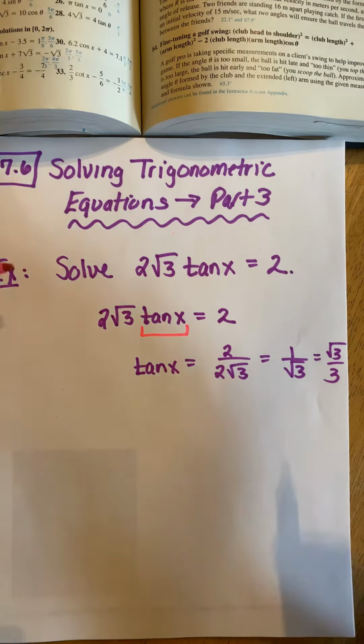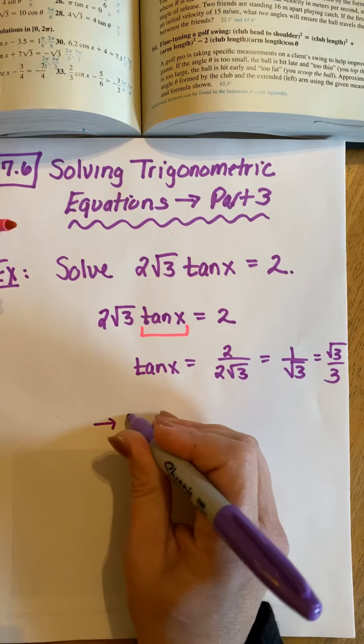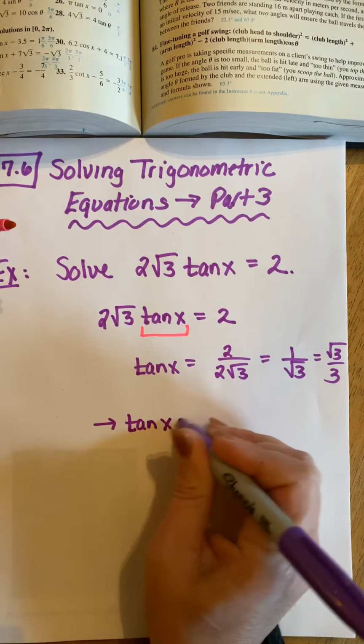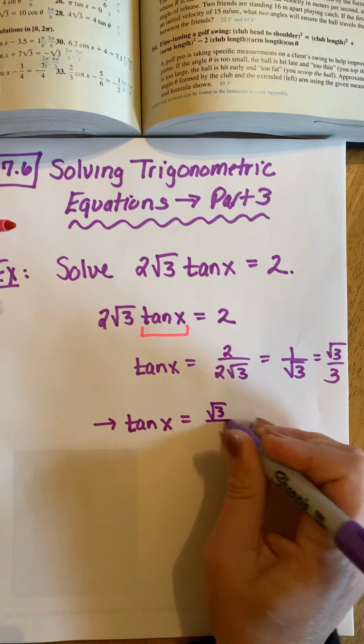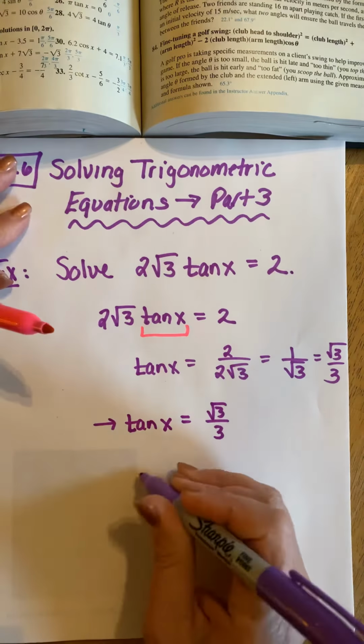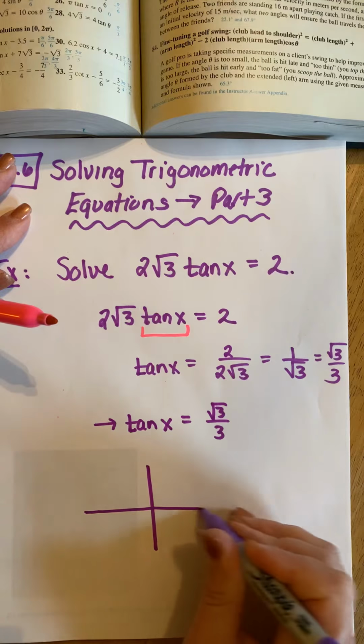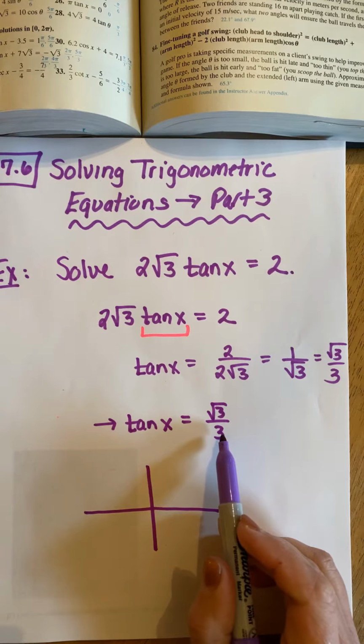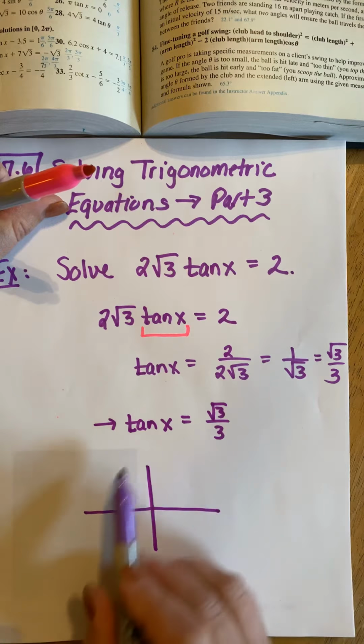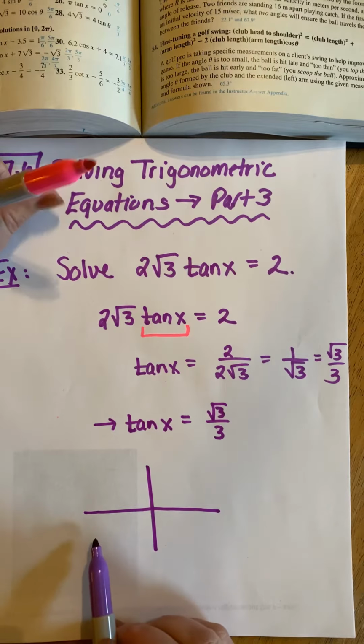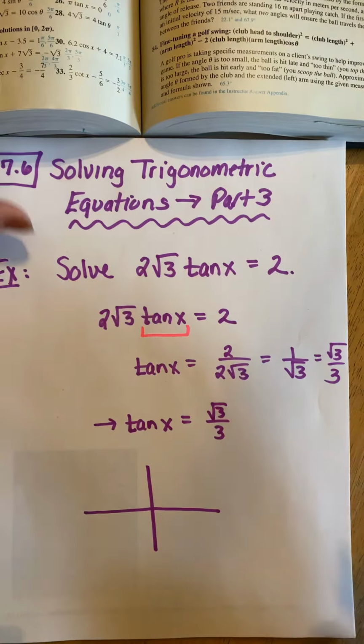So now this says to just generically solve. So if we don't see any restrictions on our solutions, we're looking for all possible solutions. So we are now looking for angles x whose tangent is the square root of 3 over 3. I know there's one angle in the first quadrant because the tangent is positive in the first quadrant, and then there's another angle in the third quadrant whose tangent is also square root of 3 over 3.